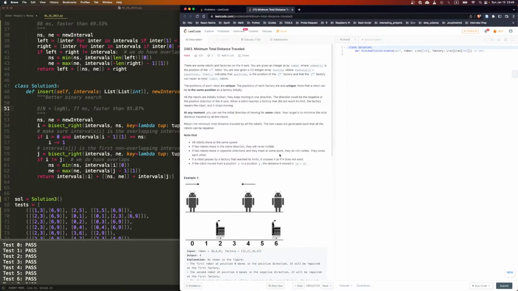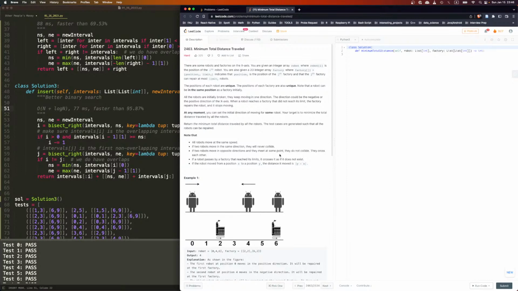All the robots are initially broken. They keep moving in one direction. Direction could be negative or positive. When a robot reaches a factory that did not reach its limit, the factory repairs the robot and it stops moving. At any moment, you can set the initial direction of moving for some robot. Your target is to minimize the total distance traveled by all the robots. Return the minimum total distance traveled by all the robots. Test cases are generated such that all the robots can be repaired.